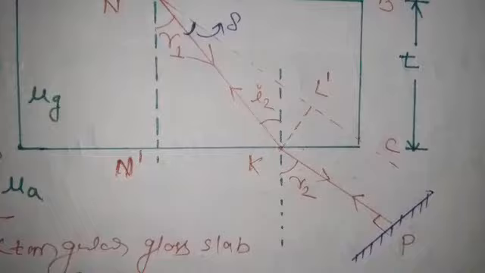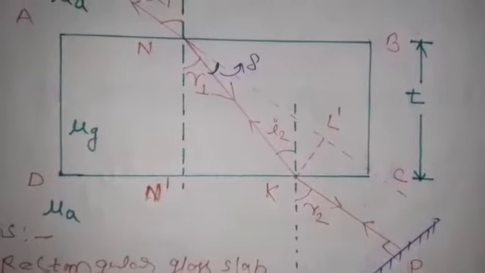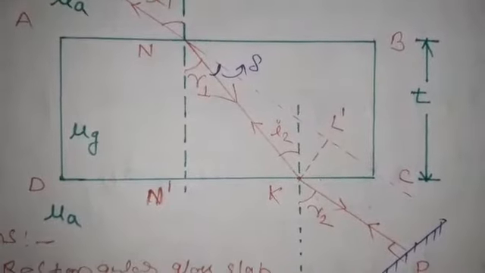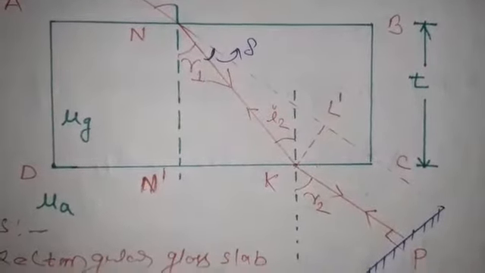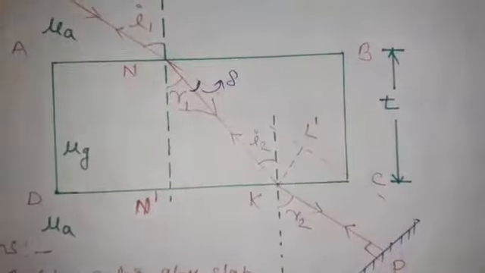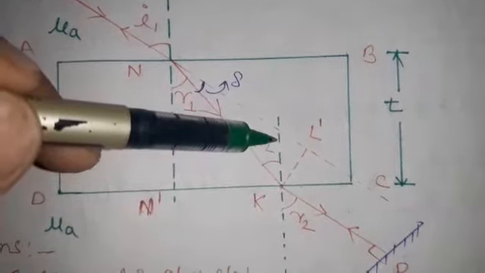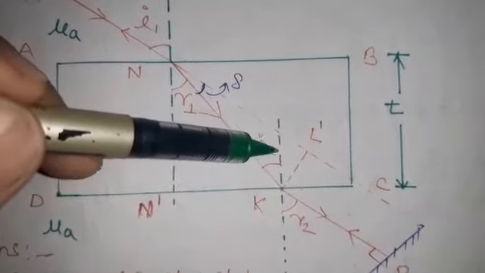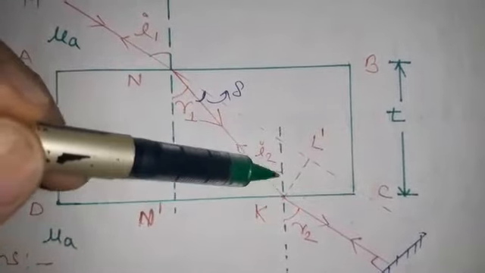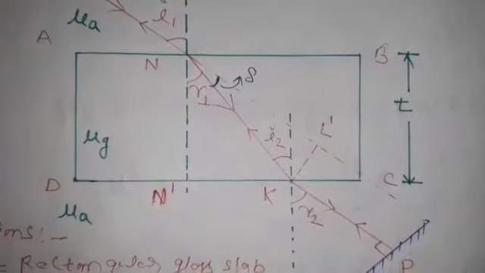Again at point K, the refracted ray travels from denser medium to rarer medium, so it bends away from the normal. Away from the normal. So this will be your angle of incidence, and this will be your angle of refraction. This will be your refracting surface, that is CD.